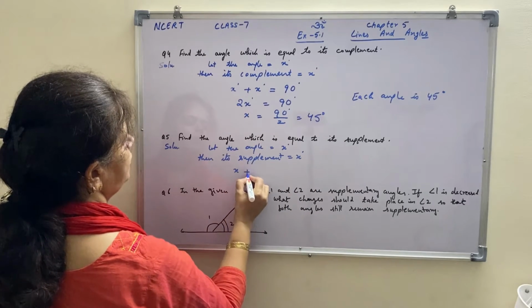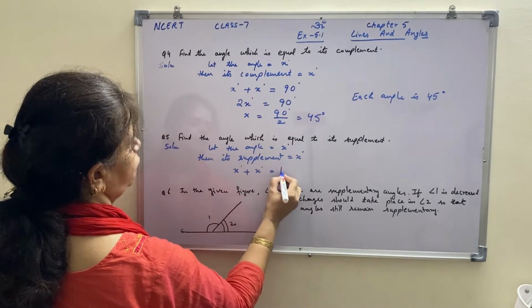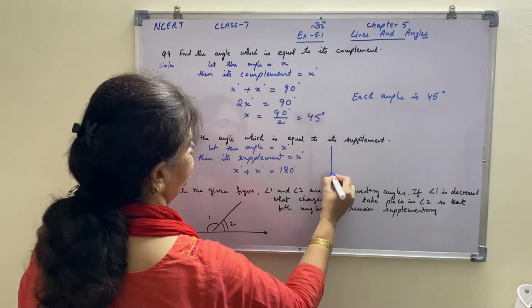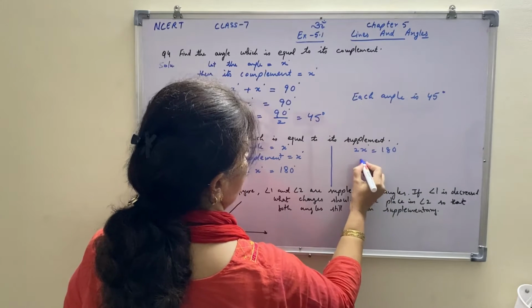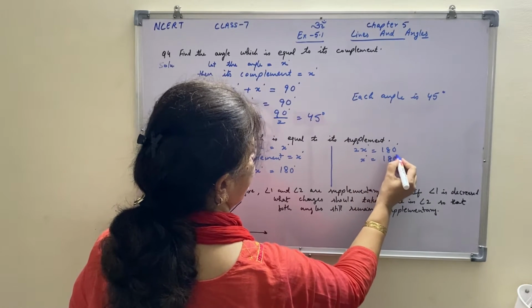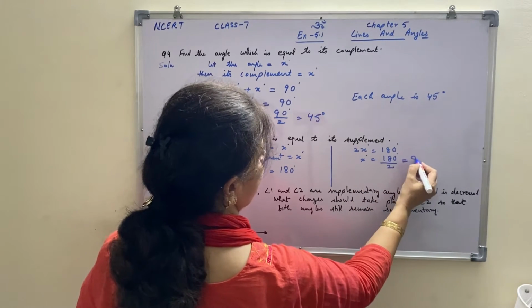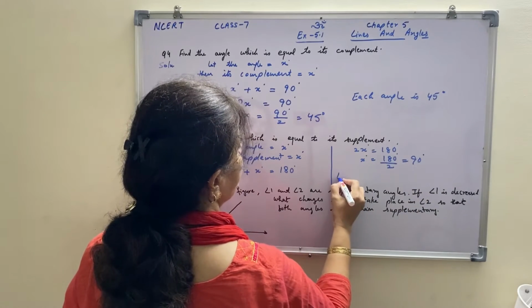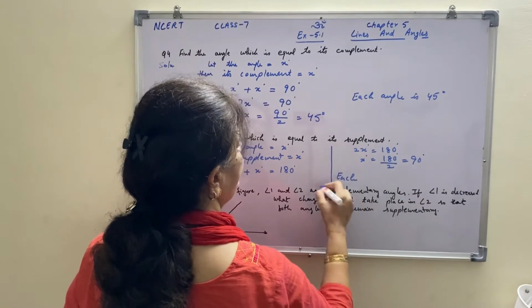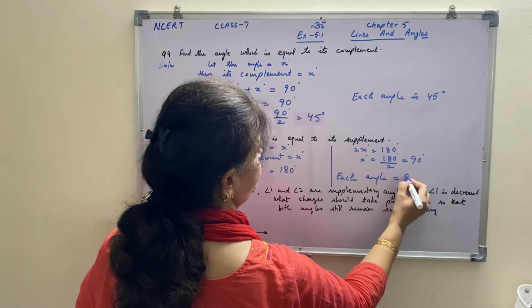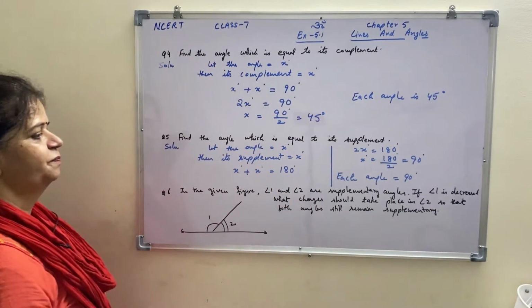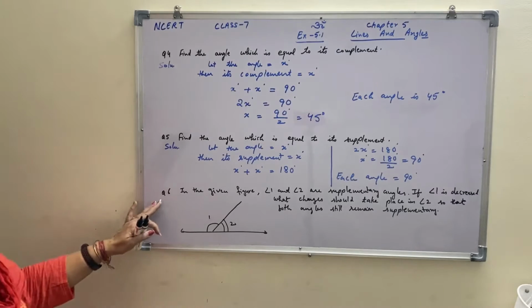Then the equation becomes x plus x equals 180, or 2x equals 180, or x equals 180 divided by 2, which is equal to 90. So each angle, that means the angle and its supplement, both are 90 degrees. This is the answer.